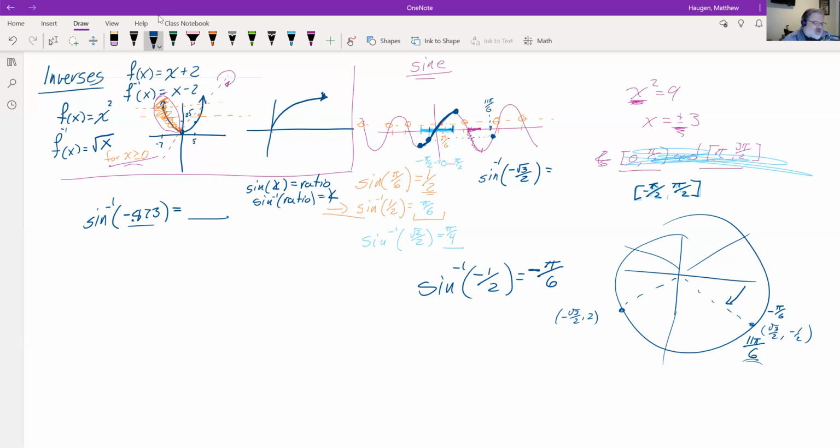Well, it's not one of our standard angles, so ask your calculators. Grab your calculator, use your inverse sine. That's the second sine command, the sine with a negative 1 on it. Ask it what the inverse sine of negative 0.873 is and see what you get.